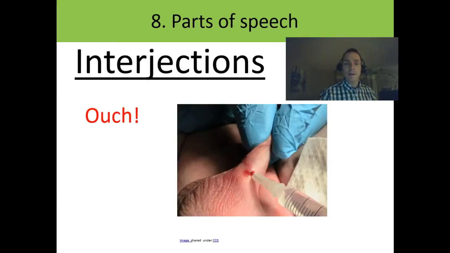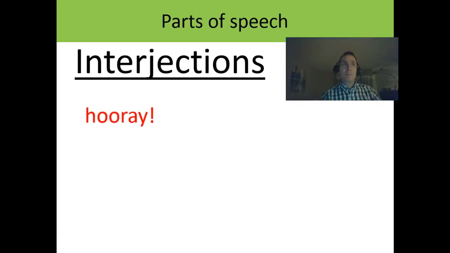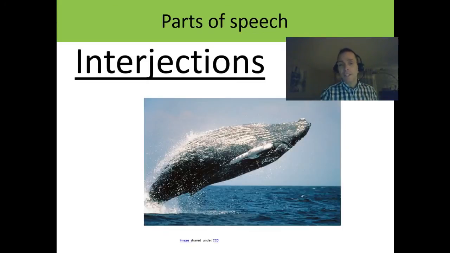So we looked at an interjection for pain. And again, we're imagining that your favorite football team won a game. If you won a game, you're going to say hooray for happiness. Or imagine if you are in a boat and suddenly you see this huge whale pop out of the water. You are going to be shocked or amazed, right? So you are going to say, wow, look at that. That's amazing. Okay, so those are all interjections showing emotion.